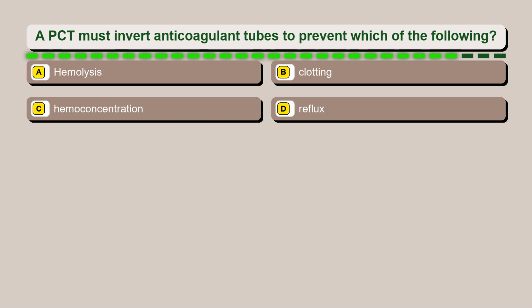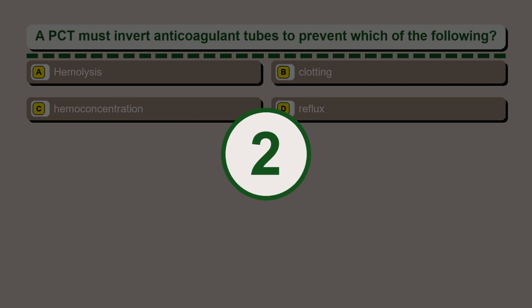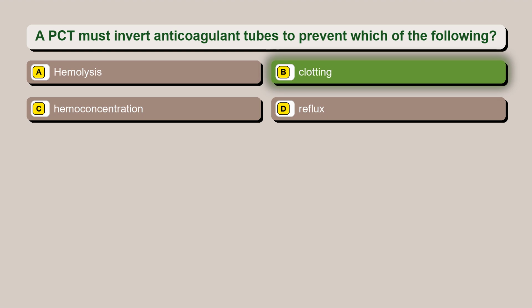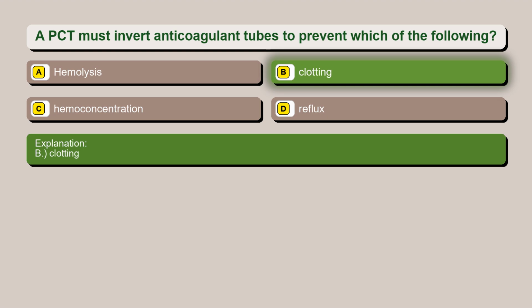Question 1. A PCT must invert anticoagulant tubes to prevent which of the following? Option A. Hemolysis. Option B. Clotting. Option C. Hemoconcentration. Option D. Reflux. The correct answer is option B. Clotting.